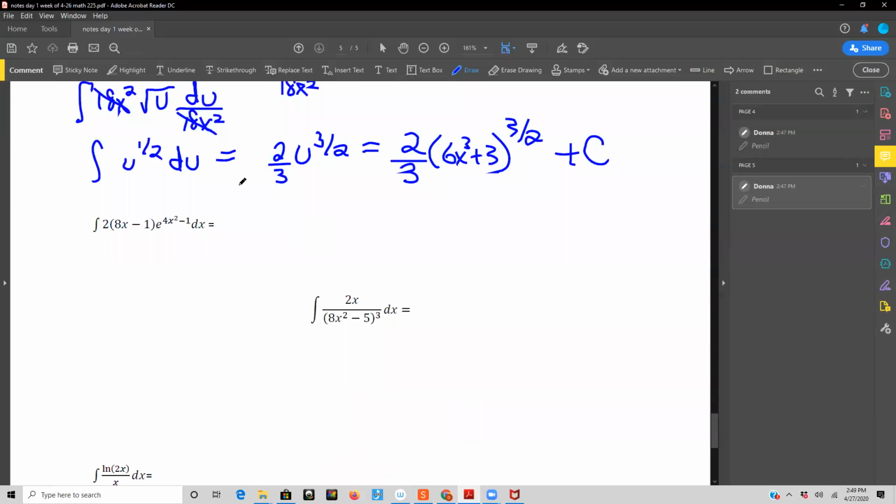All right, so the second example, I've got an e, so I'm going to let u be, oh, this should be an x. This should be 4x squared minus x. So I'm going to let u be 4x squared minus x.